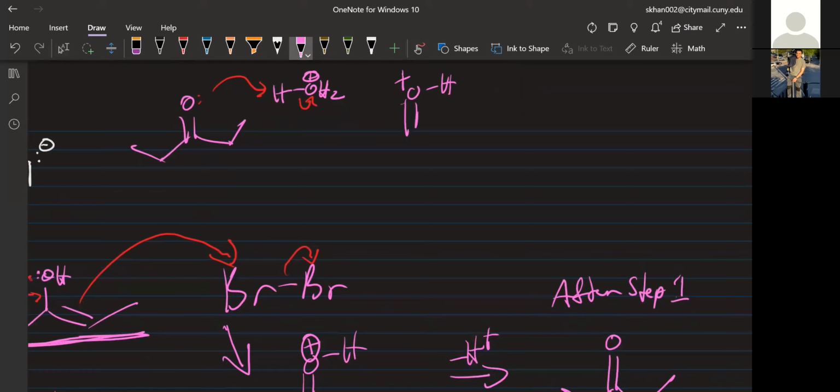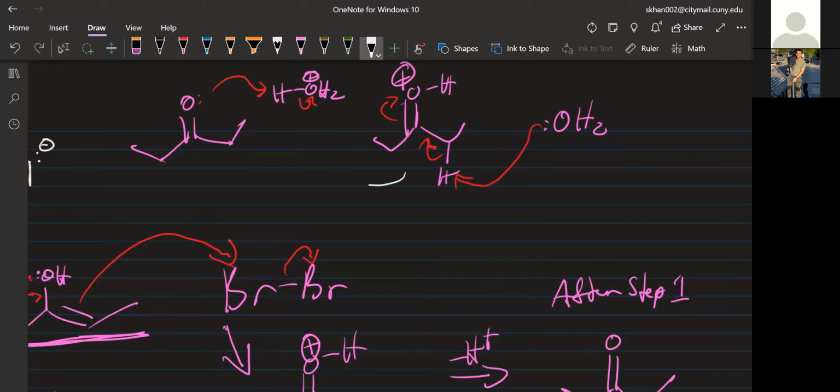Gotta keep my sleeve on the screen. Like this, right? And then you have an intermediate that looks like that. And then what happens here is you have an H here. You could just say water or something came in, right? This is all just when you're under acidic conditions, right? This is what happens, right? So now this is going to do that. That's going to do that. And that will lead to your product there.